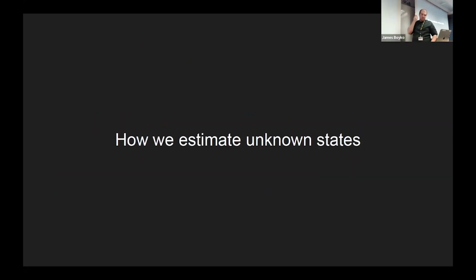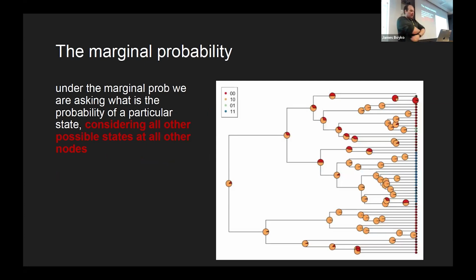So how do we estimate unknown states? Well, we have the marginal probability. There's two main types that are used. The marginal probability asks what's the probability of a particular state considering all other possible states and all other nodes. And you represent it by this pie chart. So here, the probability of a state 1, 0 is very high, and the probability of a state 0, 0 is kind of low, and then 0, 1, and 1, 1 aren't even represented at all.